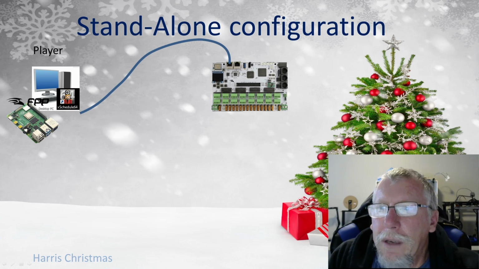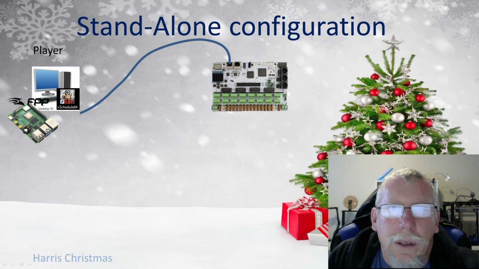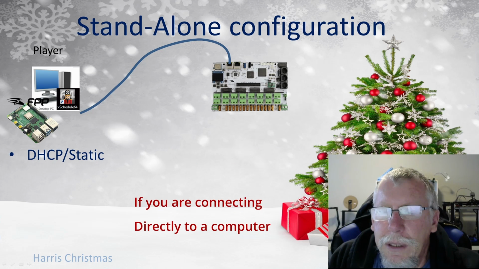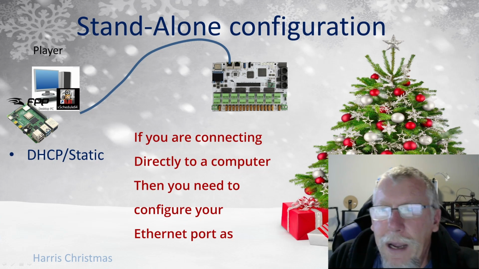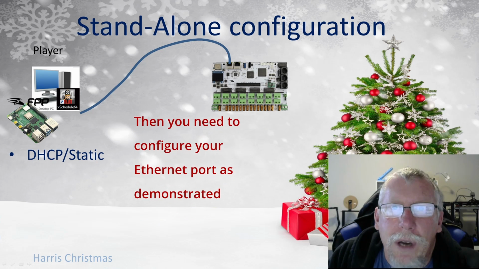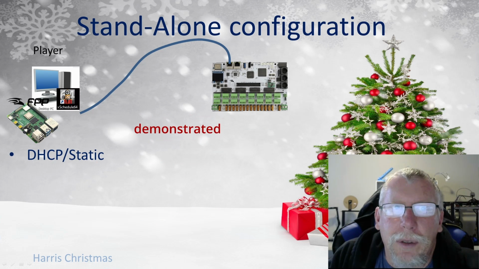So let's go over the configuration for a standalone. So we'll start with the player. Since it doesn't have access to any other device, you're not going to have access to a DHCP server, because computers and FPP devices don't have one, so you're going to have to do a static IP.